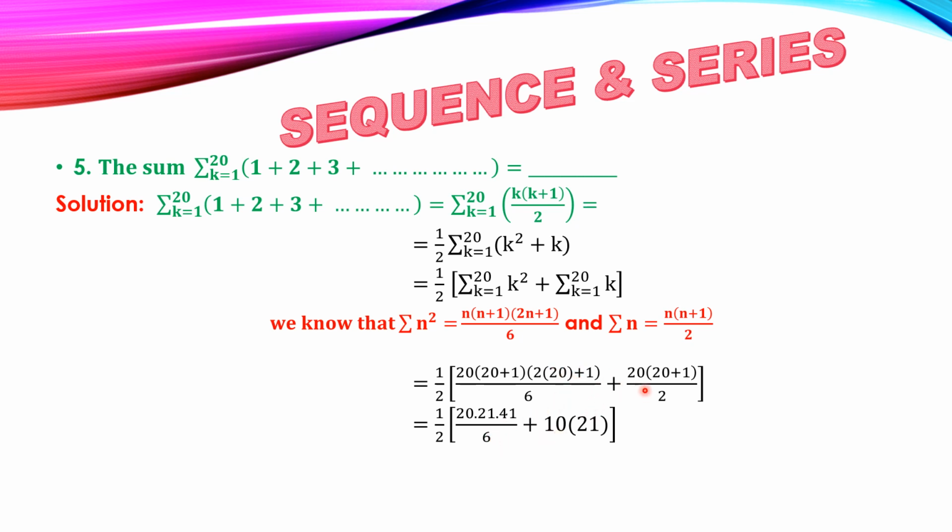plus, 20 is cancelled by 2 divided by 2, that value equals 10 into 21. Now that value is 1 by 2 into, simplifying this, that value is 2870 plus 10 into 21, that is 210. So that value is 1540. So this is the solution for this problem. This type of problem, 2 or 3, were given in January 2020 and 2019 also. So prepare well and practice well.